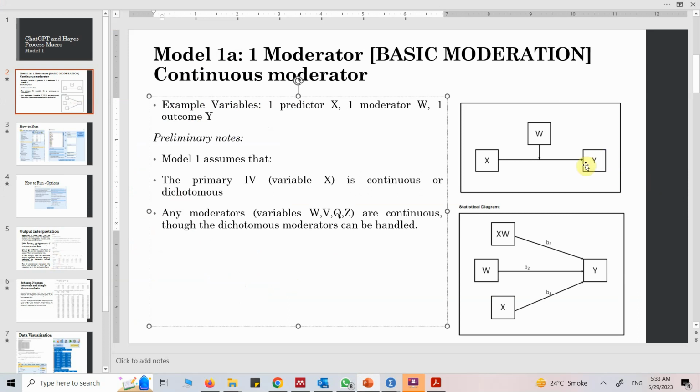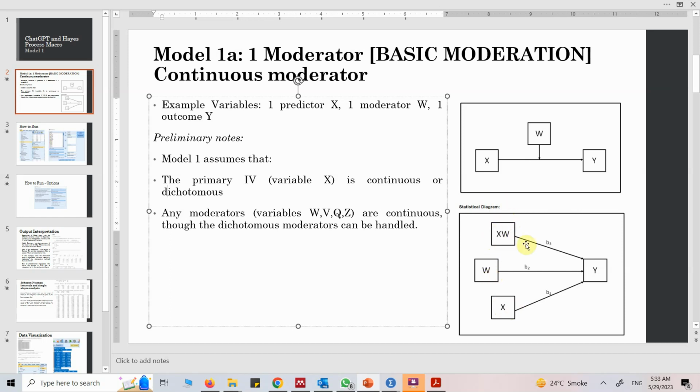So let's say this is Y, this is my OP. This is X, this is my independent variable culture, and this is W, which is my moderator RA. Now the statistical diagram is, you've got X here, you've got W here, and then you've got one more additional variable, and that is the product of X and W.